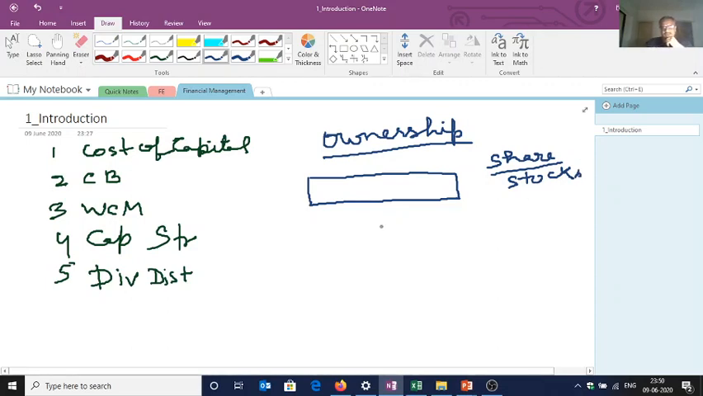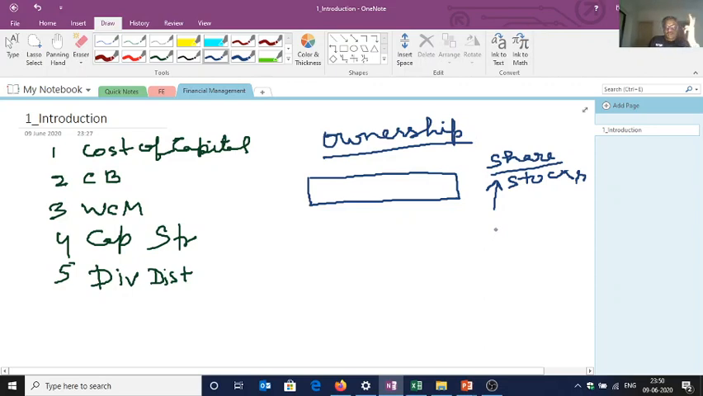So what I'm saying is, this is the ownership, and it has been divided into a number of shares. So shares can be described as the unit of ownership.